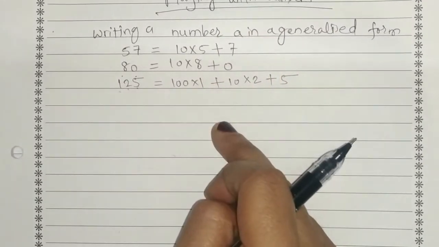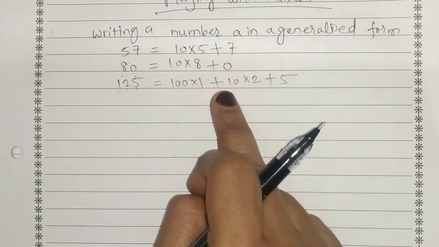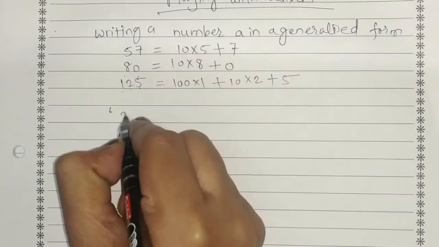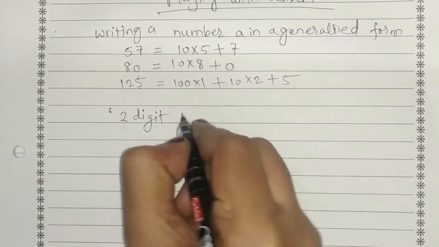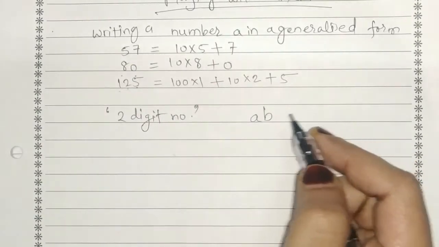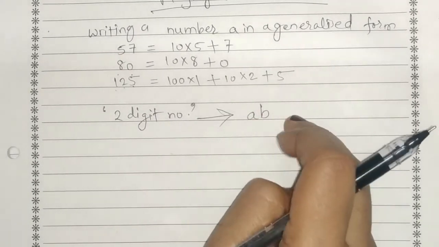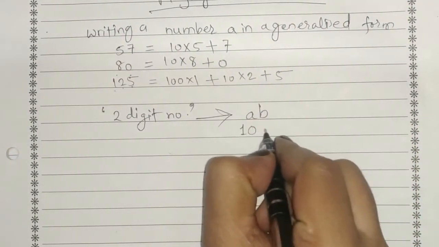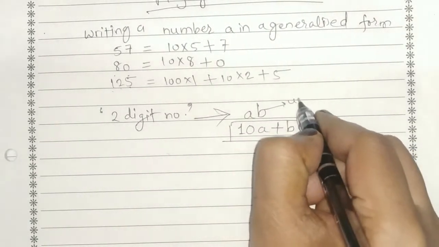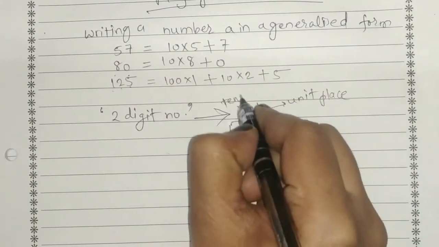So these are the numbers we can express in expanded form using the place values of the digits at the various positions of the number. So in general, any two-digit number we can express as AB, where this is not A into B. It is in the format 10A plus B, which is nothing but B as the unit place and A as the tens place.